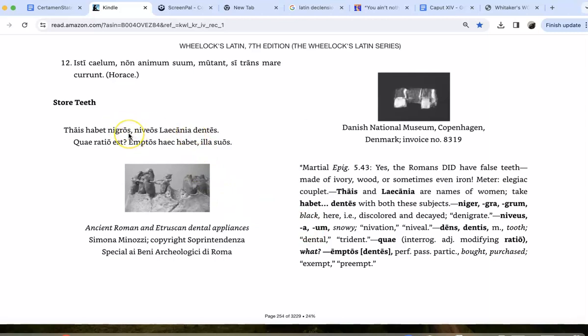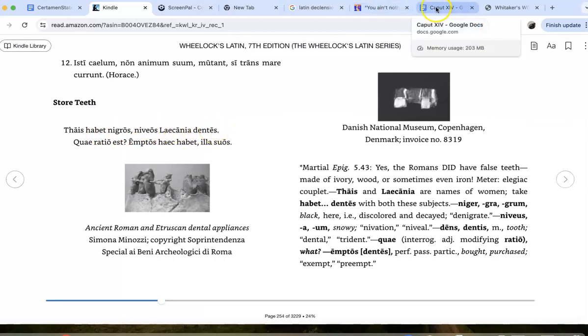So once we get the vocab, we definitely need to find the subject and the verbs because that's going to tell us who's doing what. So here they tell us Thais and Lacania are the names of women. And then they both take the same verb and object. So that's going to be helpful because then we have Thais has black teeth. Lacania has white teeth. So here we're following our adjectives. Thais has black teeth. Lacania has white teeth.